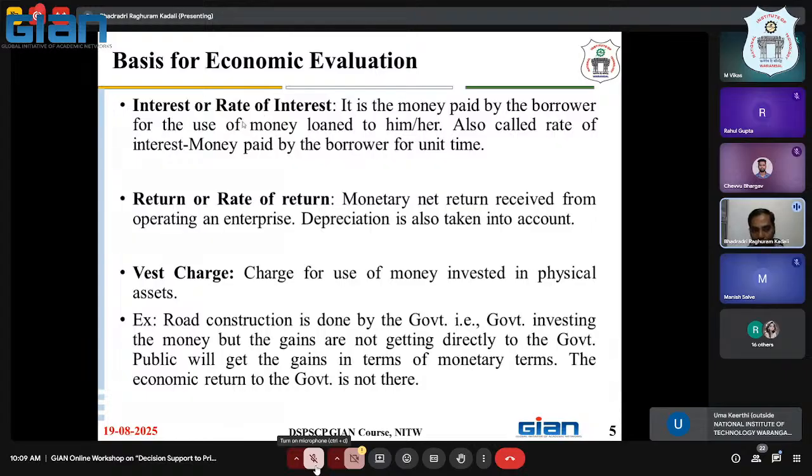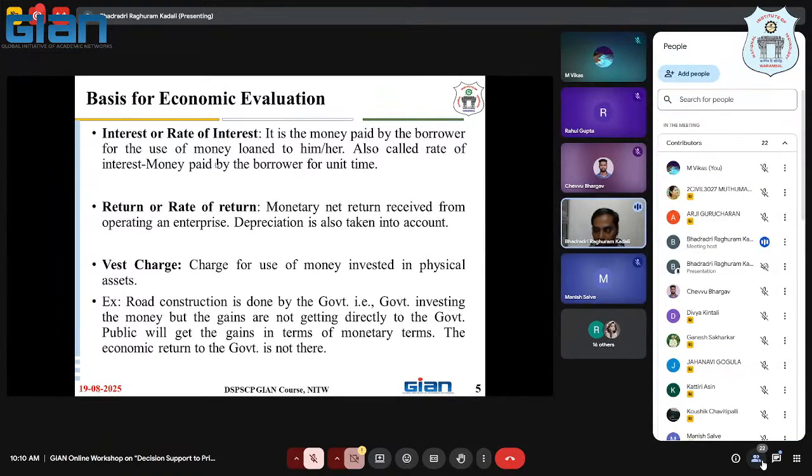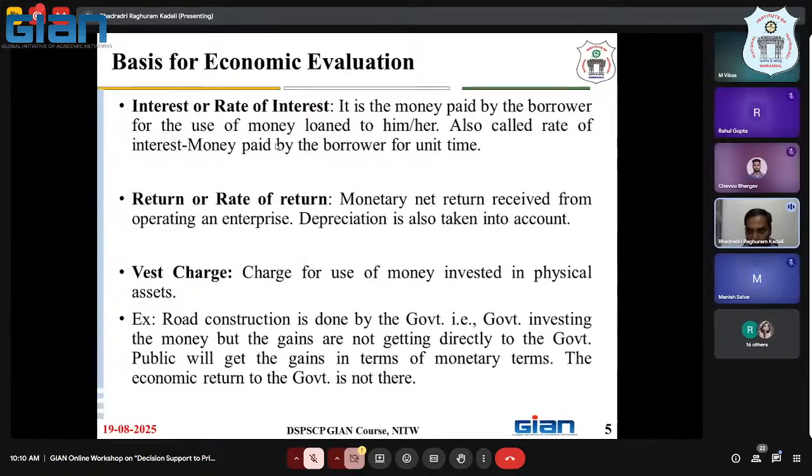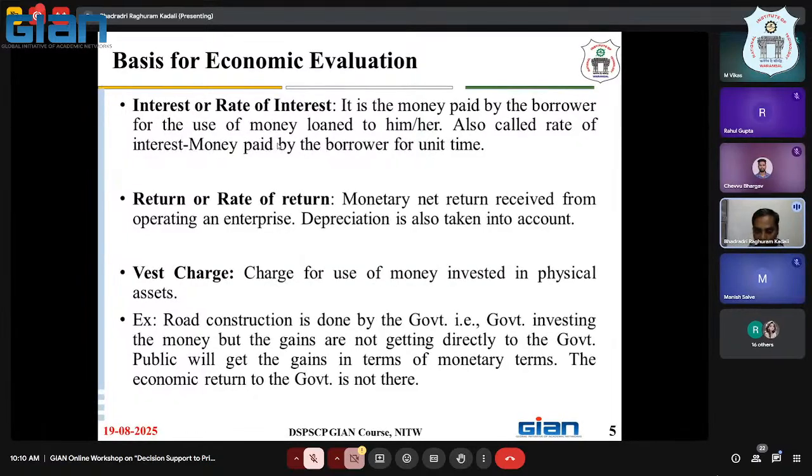So let's start with what the rate of interest is. It is the money paid to the borrower for the use of the money loaned to him, or a loan to any specific category of project. It is also generally called the discount rate or interest rate of a specific project, corresponding to the borrower side.